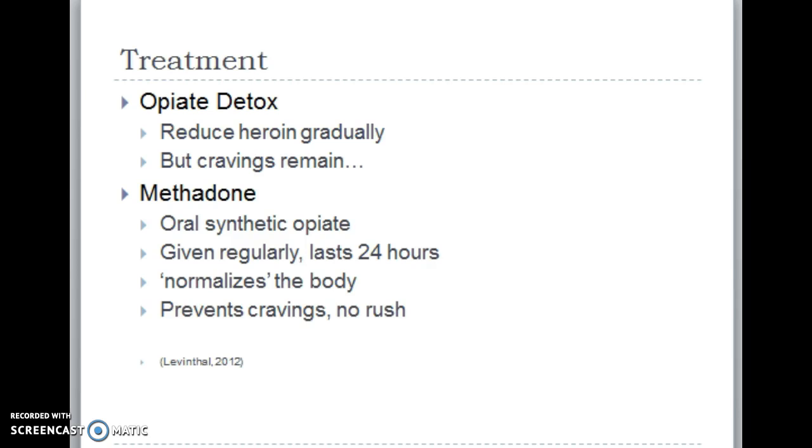So there's opiate detox, this is reducing heroin gradually, but unfortunately the cravings can still remain. Just because you have physically come off a substance doesn't mean you've psychologically come off it.